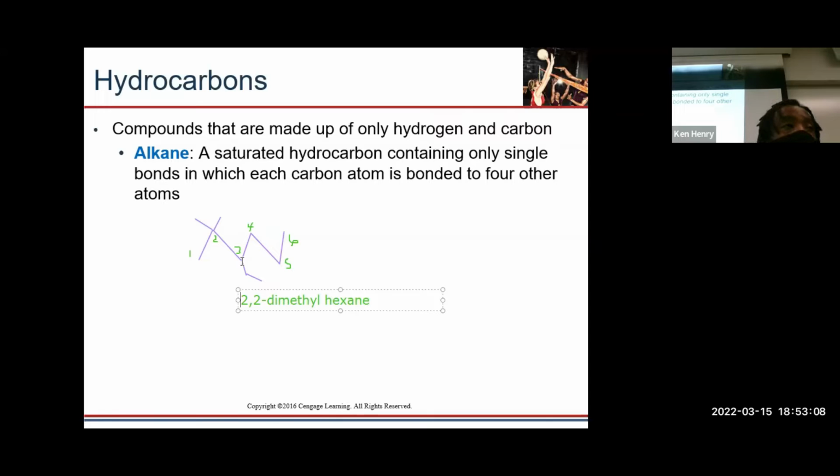And then on the third carbon, there is an ethyl. It's a 2 carbon chain, 1, 2. So then we put 3-ethyl. Okay, and when we do the ordering, we put them in alphabetical order. Ethyl comes before methyl, because alphabetically, E comes before M. Even though we have dimethyl, we look at the methyl, not the prefix.